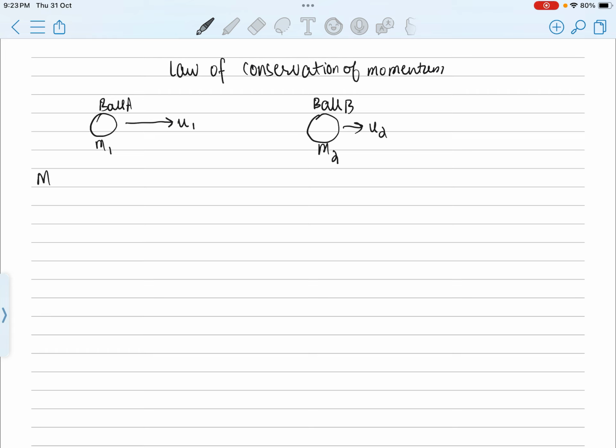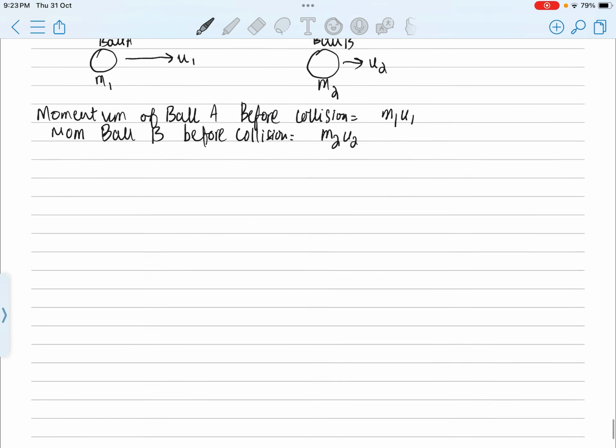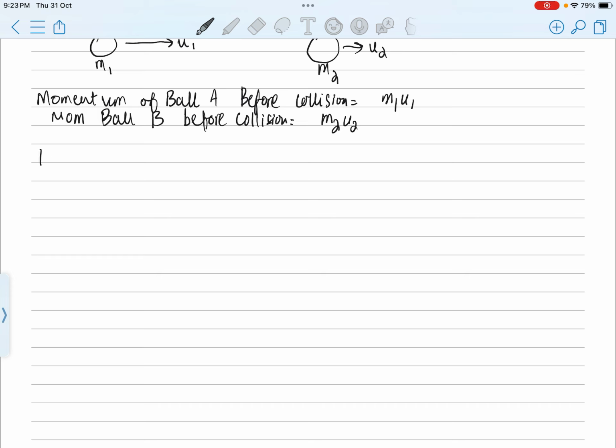Now first of all we will calculate the momentum of ball A before collision. Momentum of ball A before collision is m1 u1. The momentum of ball B before collision is m2 u2. Now this was before collision.